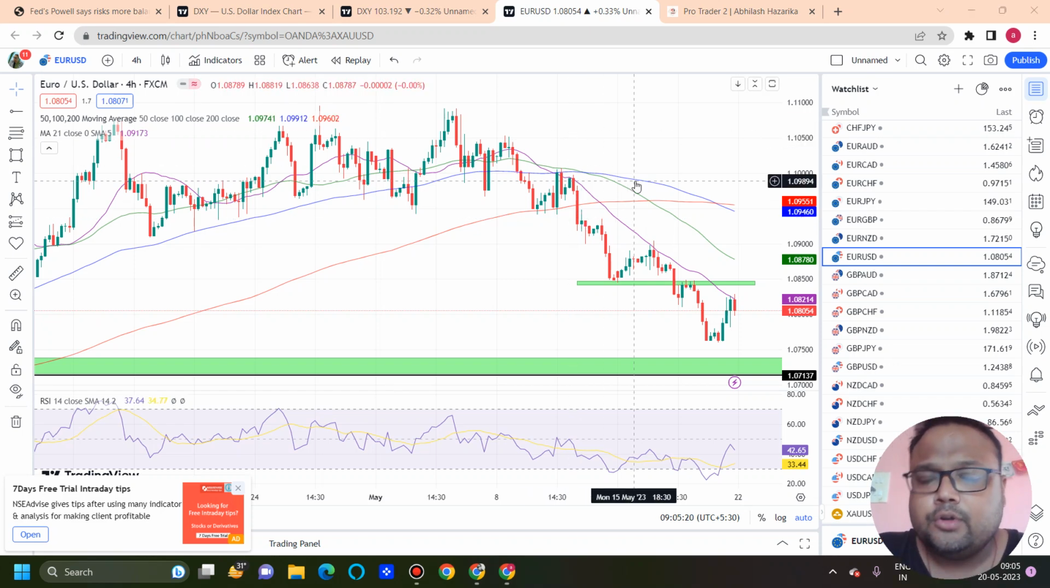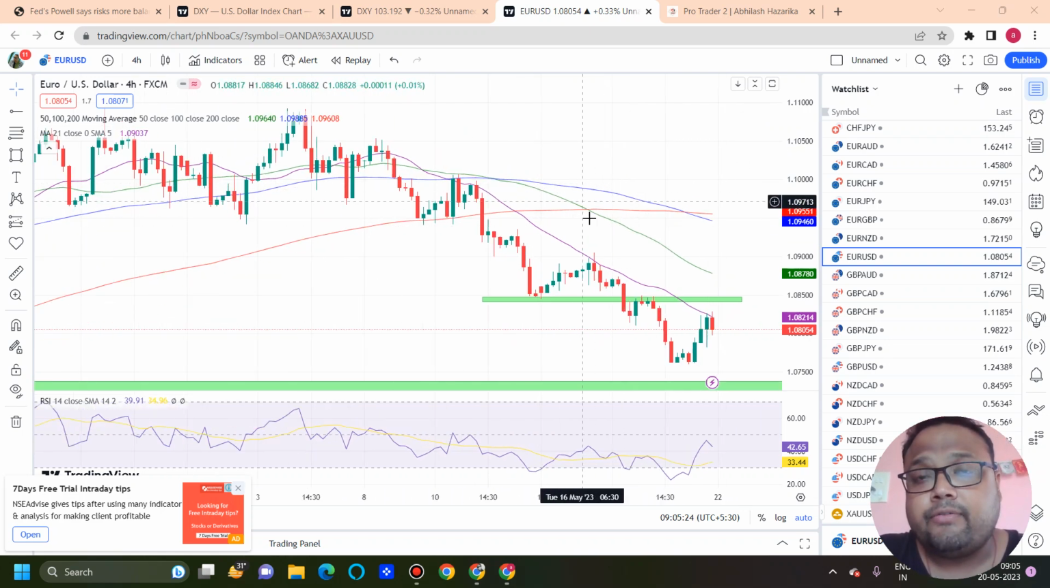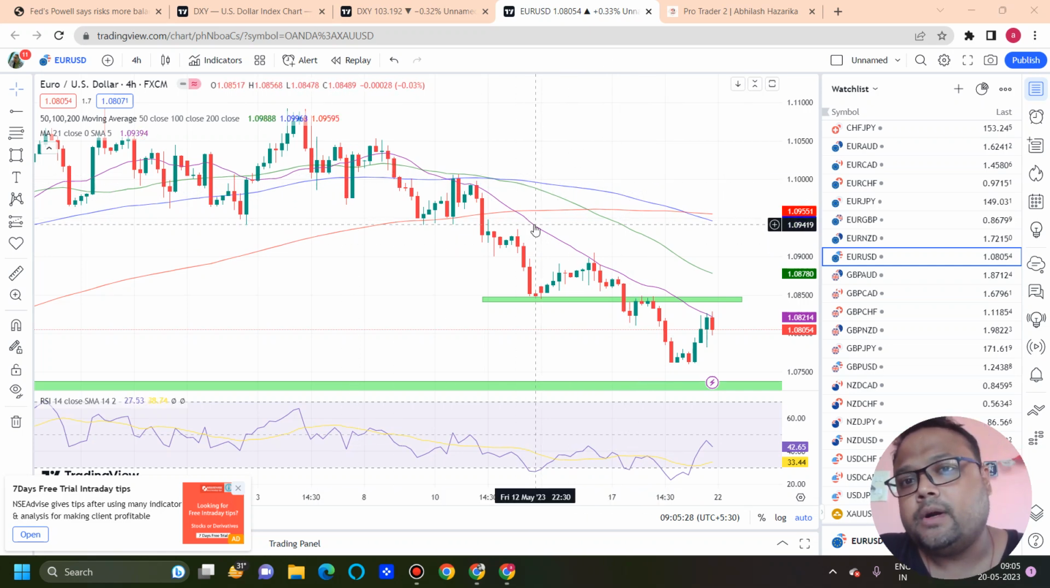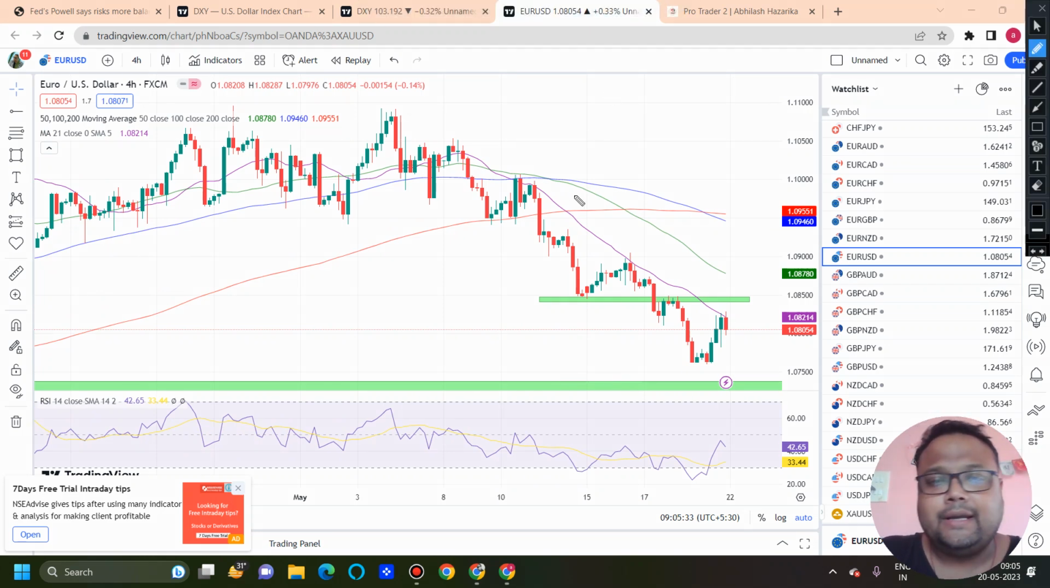Usually I use the 50, 100 and 200 moving average, but those moving averages were far away from each other. So as a result, today I had to use the 21 moving average, and we can clearly see right now that the 21 moving average is working as a dynamic resistance here. So if you just look at the chart, in simple words, there should be some selling opportunity around this area, and right after the market opening, if the downtrend continues, you can look for a sell position, isn't it?